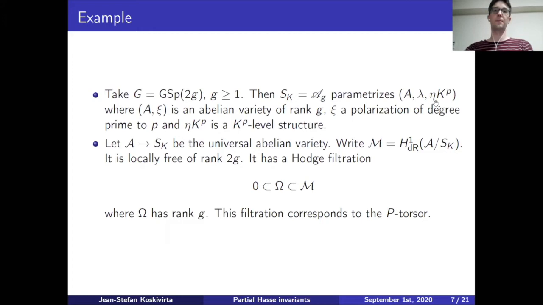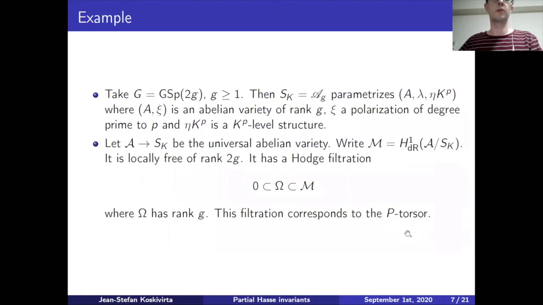Okay, and so let's denote by A the universal abelian variety over S_K and write M for the de Rham cohomology of the abelian variety over S_K. So this is a locally free sheaf of rank 2g over S_K. And this has a Hodge filtration, omega, where omega is a locally free module of rank g. And I didn't say it here, but the polarization also induces a non-degenerate symplectic pairing on M. So here this filtration gives us a P-torsor basically on the Shimura variety.